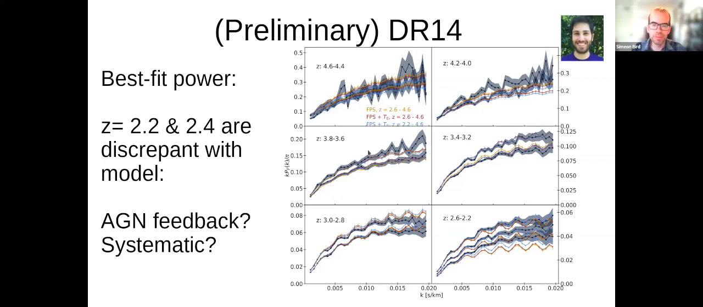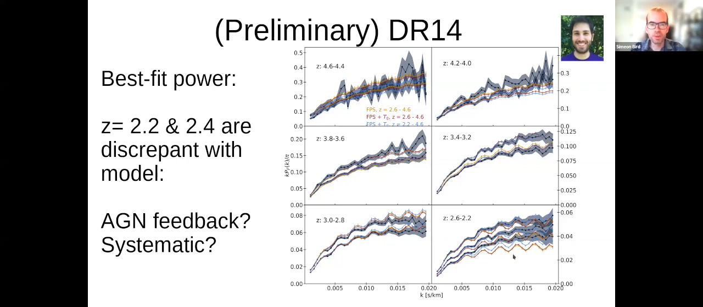You know, we build our feedback models to match observations in the real universe. So you'd have to get a bit creative. Nevertheless, it's a possibility. Another possibility is that this is a systematic in the lowest redshift bin of the eBOSS Lyman-α data, which again is possible. I mean, this is the bluest redshift bin, so it's possible that something's going on.